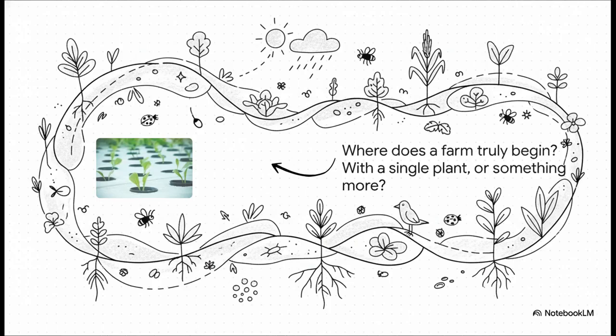So take a look at these little seedlings. If you're just thinking about production, you see a future crop. But from an agroecological perspective, we have to ask a much deeper question. What's the relationship between this one single organism and the entire farm's web of life? Getting a handle on that connection, well, that's step one.